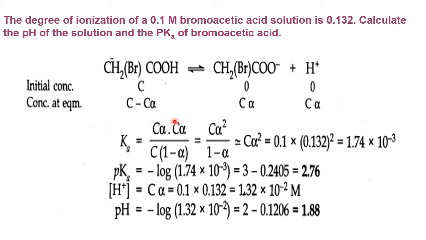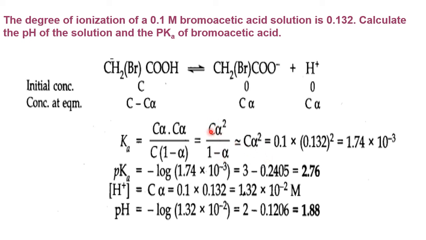Right. Now we'll go for Ka, which is product by the reactant. So C alpha times C alpha, and the C cancels here. So C alpha square by 1 minus alpha. That is taken as C alpha square. Why? 1 minus alpha is very small. Alpha, the degree of dissociation for a weak electrolyte, is very small, so it is neglected and taken as only 1. So directly I have taken C alpha square.